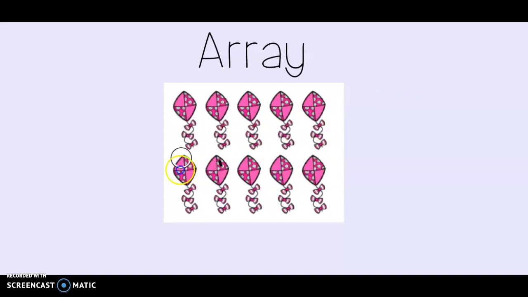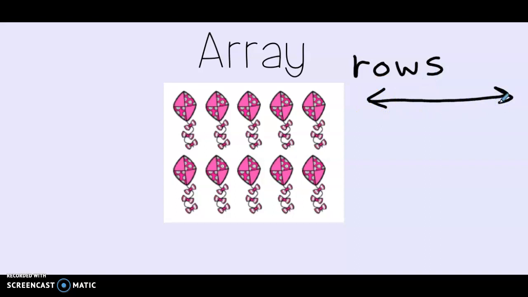An array is an organized drawing or representation of something. Now, arrays have two very important things. Arrays have rows. Rows are items that go across. This array has 1, 2 rows. They go from side to side.